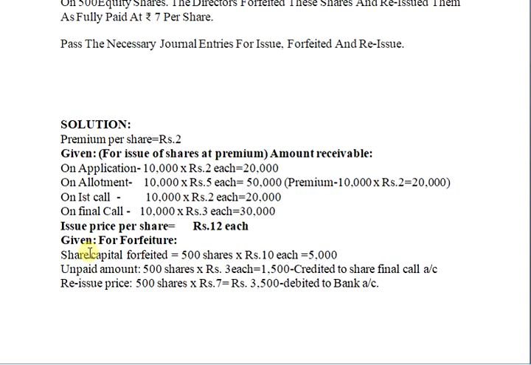For forfeiture, share capital forfeited. How many shares are they forfeiting? 500 shares. Face value is 10, it becomes 5,000. Unpaid amount. Which amount is unpaid? The final call, they didn't pay the amount. So 500 into 3, it becomes 1,500 credited to share final call account. Reissue price. 500 shares are reissued at the average, that is the overall rate is how much? 7. It becomes 3,500 debited to which account here? Bank account.